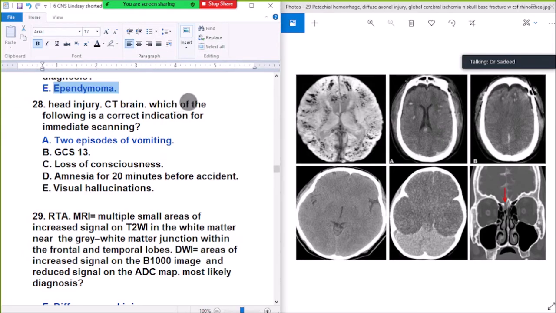Head injury, CT brain. Which of the following is the correct indication for immediate scanning? Episode of vomiting.